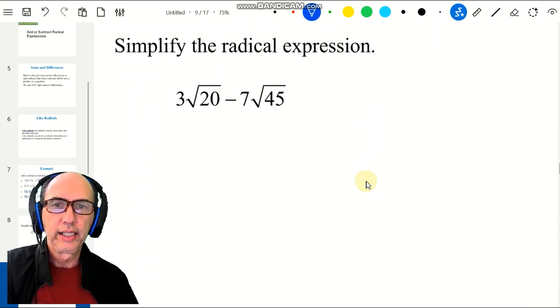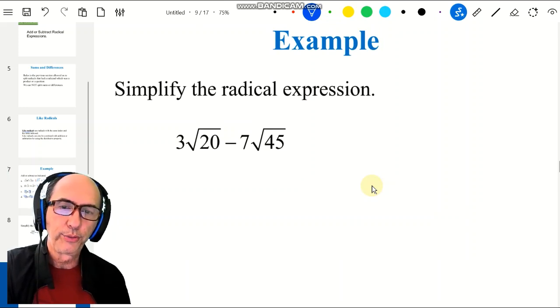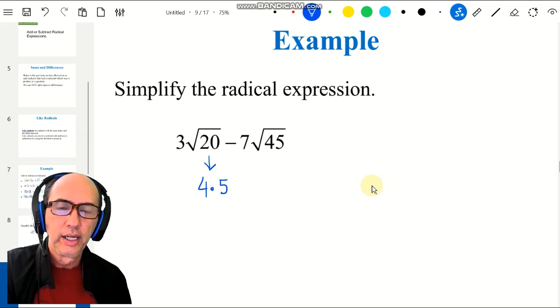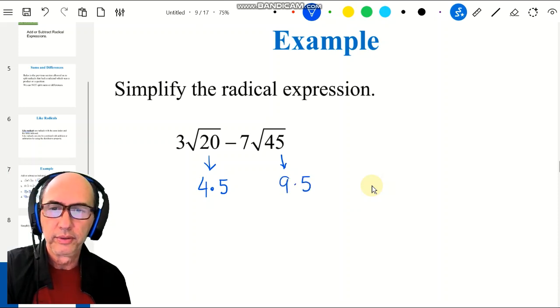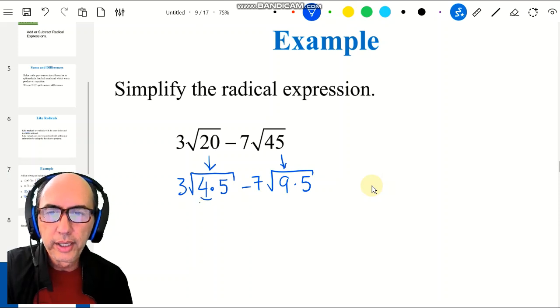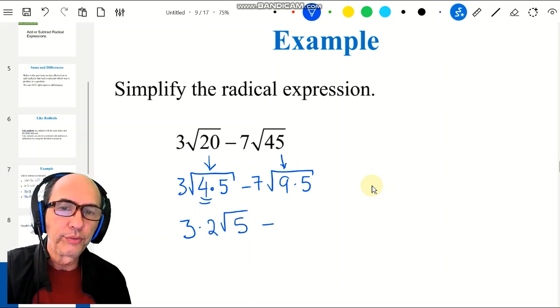What about this example? We have 3 square root of 20 minus 7 square root of 45. Same thing, because we can write 20 as a perfect square, 4 times 5. And we can write 45 as a perfect square, 9 times 5. See? So 3 square root of 4 times 5, minus 7 square root of 9 times 5. We can find the square root of 4, which is 2, and the square root of 9 is 3.